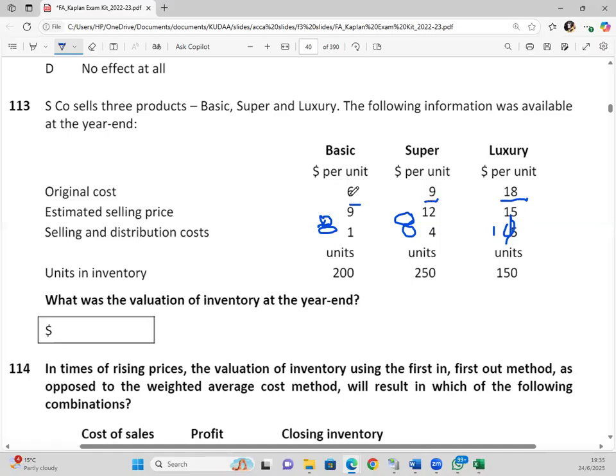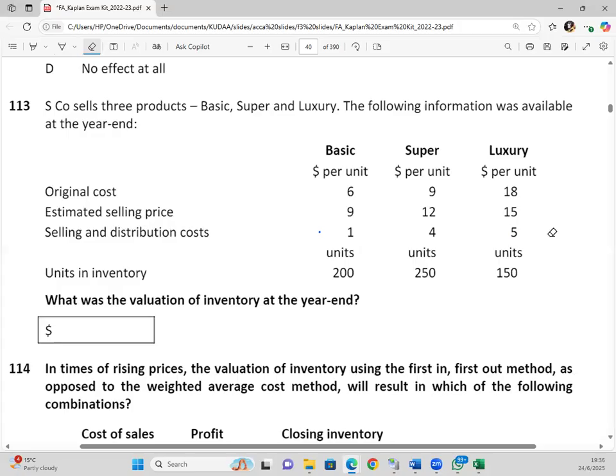These are the cost figures. So for basic, the lower is the cost. So you say 6 times 200. Then for super, the lower is 8. So you say 8 times 250. Then for luxury, the lower is 10. 10 times 150. So you first of all get the lower of cost and net realizable value. After you get that, you then multiply the units with that lower of cost and net realizable value. So to value your inventory, you multiply the units with the lower of cost and net realizable value.